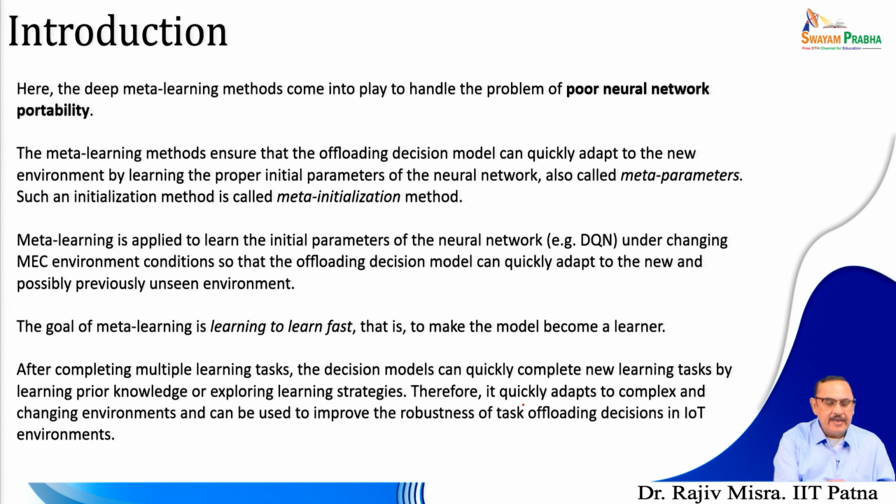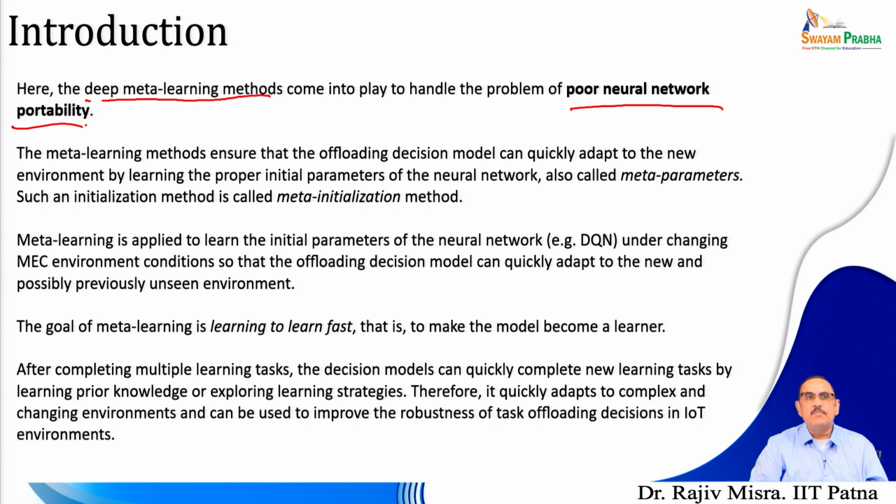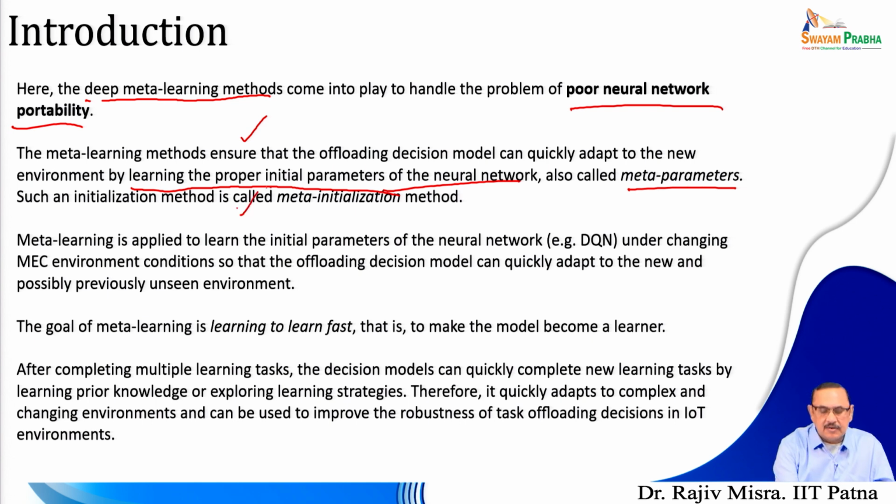So, here the deep meta learning methods come into play to handle the problem of poor neural network portability. The meta learning methods ensure that the offloading decision model can quickly adapt to the new environment by learning the proper initial parameters of the neural network, also called meta parameters. Now, such an initialization method is called the meta initialization method.